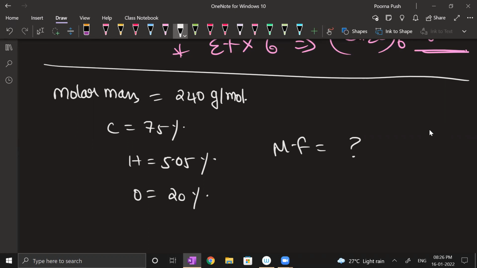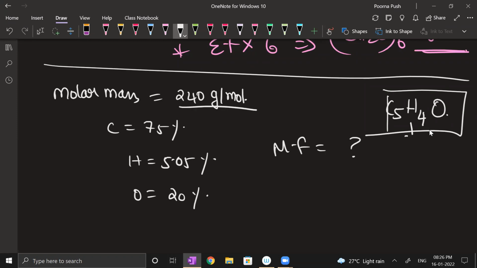Empirical formula, what do we get? C5H4O, miss. C5H4O. Okay, see whether all of you are getting this. Yes, ma'am. Further proceed. You have a molecular mass. First find the empirical mass. Molecular mass by empirical mass. So 12 into 5.